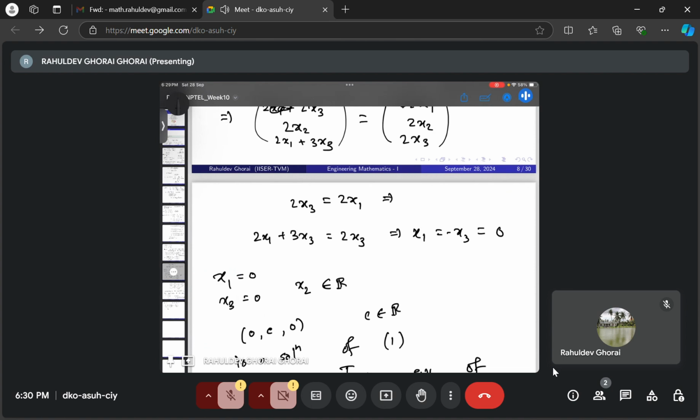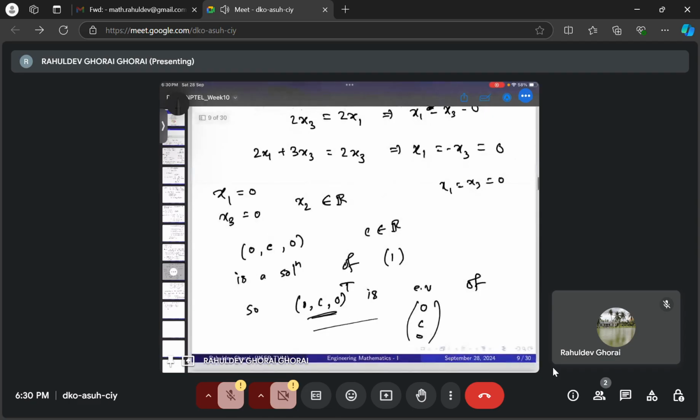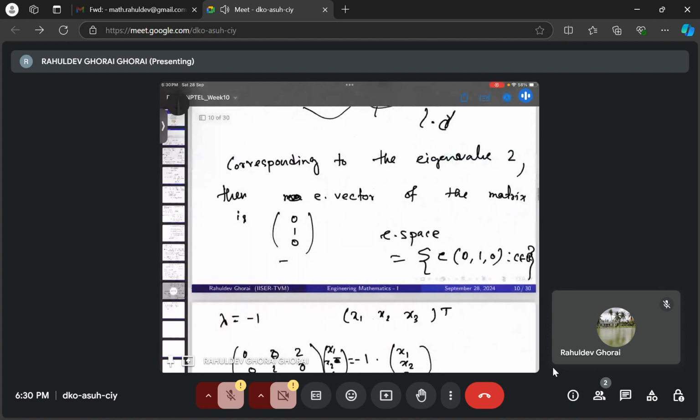So 2x1 is equal to x3 means x1 minus x3 is equal to 0. And from the other equation you get x1 plus x3 is equal to 0, right? So that implies both are 0: x1 is equal to x3 is equal to 0. So anyway, you will be getting this eigenvector. Okay, so that is not a problem.